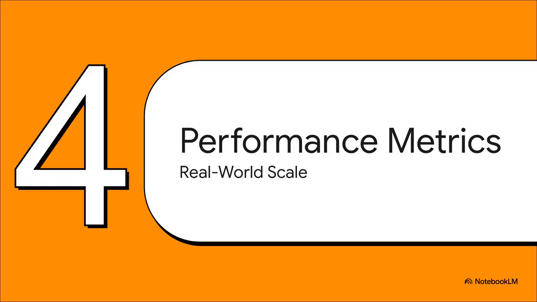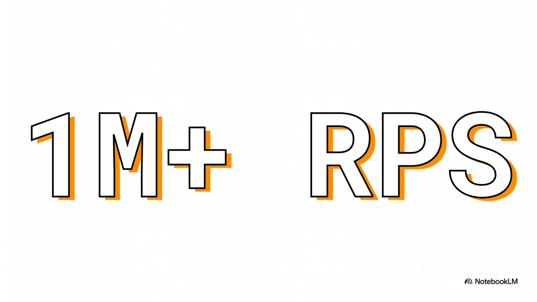Section 4. Real-world performance metrics. Over 1 million. Let that sink in. That is the staggering request throughput. 1 million plus requests per second that Ruvamco handles. To put that into perspective, that's the kind of massive traffic spike you'd see during a huge live streaming event or a colossal Black Friday retail rush. It is built for absolute internet-scale traffic.